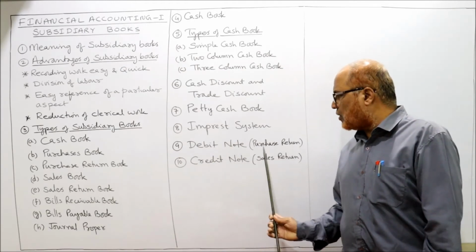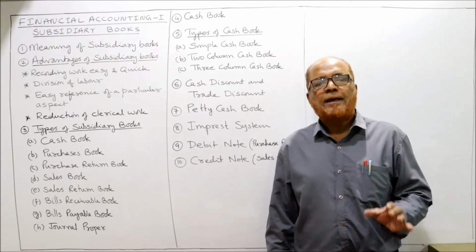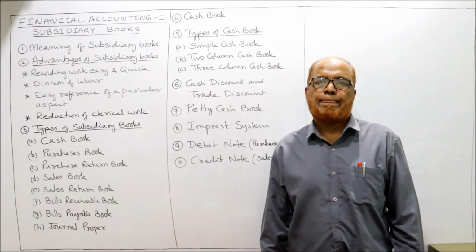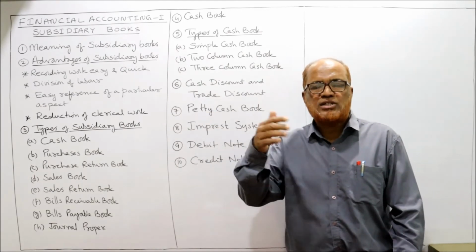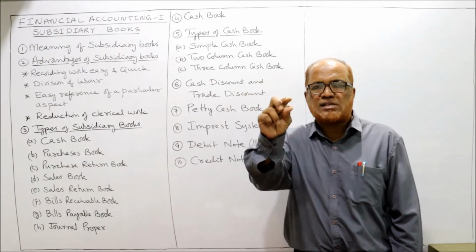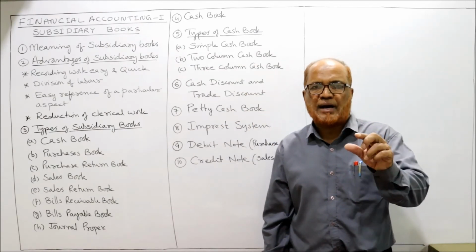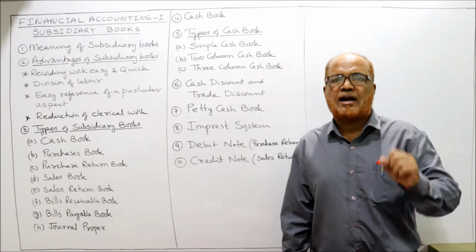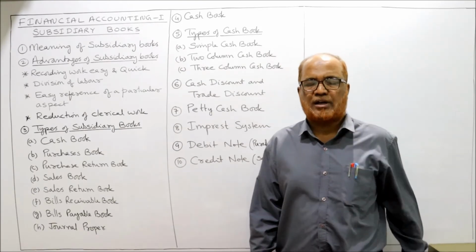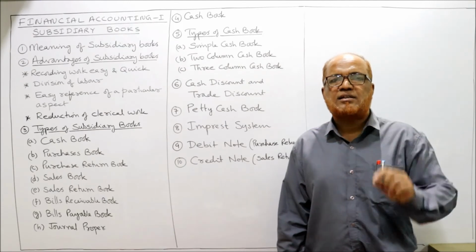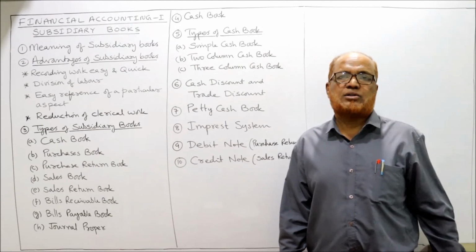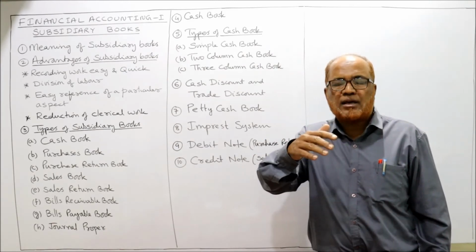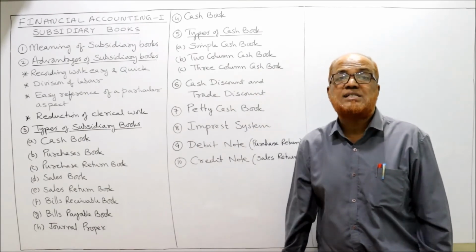Next is debit note or purchase return. Debit note is a document which is prepared in case of purchase returns. For example, we have purchased from X. So the entry will be purchases account debit to X account. This entry will pass when we purchase the goods. When we return the goods, the entry will be X account debit to purchase return account. So we are debiting X account. Earlier when we purchased the goods, X account was credited. Now we are returning the goods, so X account is debited.